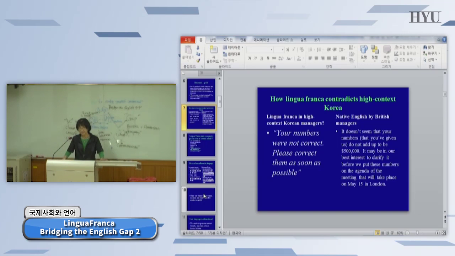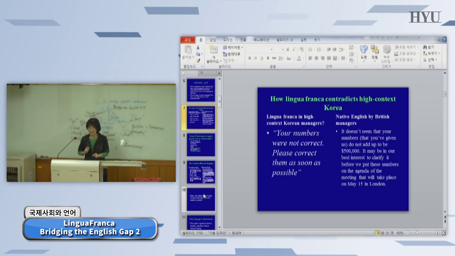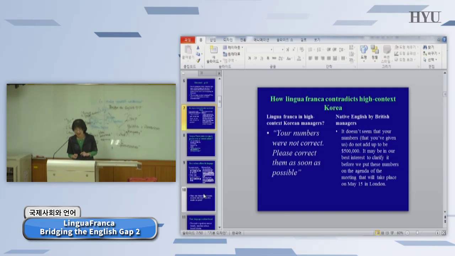For example, a native speaker, like a British manager in the same situation, would say: it doesn't seem that your numbers add up to 500,000. It may be in our best interest to clarify it before we put these numbers on the agenda of the meeting that will take place on May 15 in London. So you can see that much more information is embedded in this one, but it sounds a little too complicated.